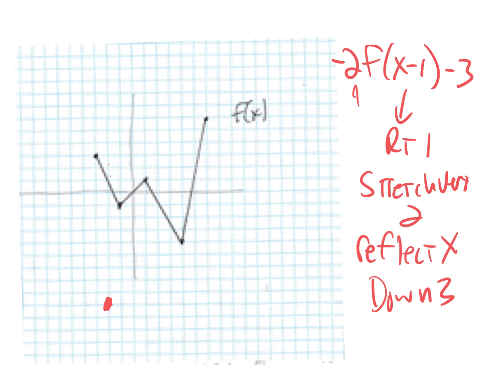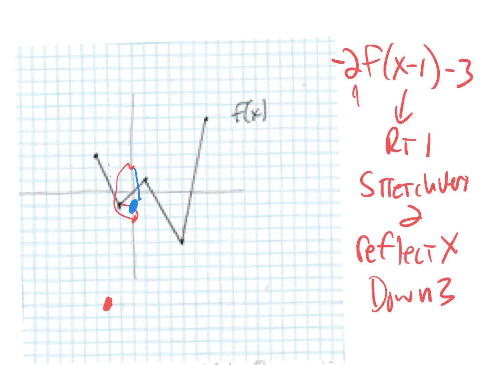So at this point, I'm going to shift right 1. I'm going to stretch it by 2. And then I'm going to reflect it. And then shift it down 3. So this point here, maybe I better, let me undo this. Let's see, how am I going to do this? I'm going to do this down. I'm going to shift it down 3, so that puts it here. This point comes down 3, and that's there.